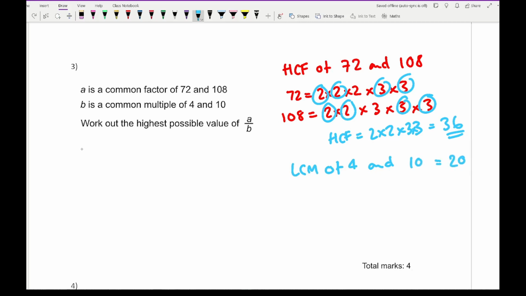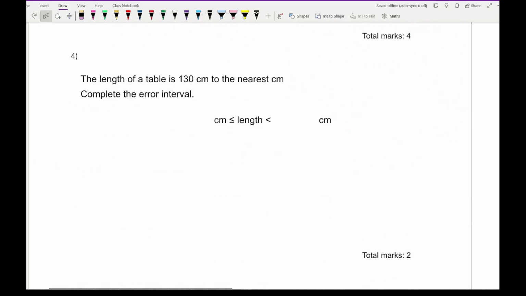So then the highest possible value of A over B is going to be 36 divided by 20, which gives us an answer of 1.8. Moving on to question 4, it says the length of a table is 130 centimeters to the nearest centimeter, complete the error interval. So here we've got 130, and 1 centimeter divided by 2 is 0.5. So I'm going to add and subtract 0.5 from 130. If I take it away, I get 129.5, and if I add it, I get 130.5.